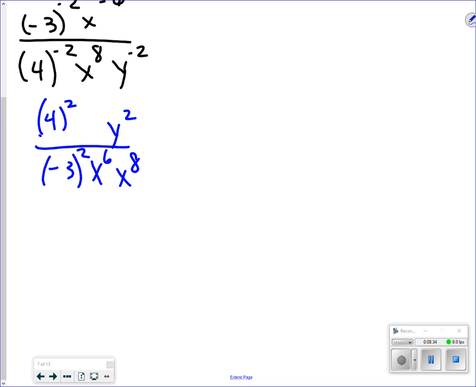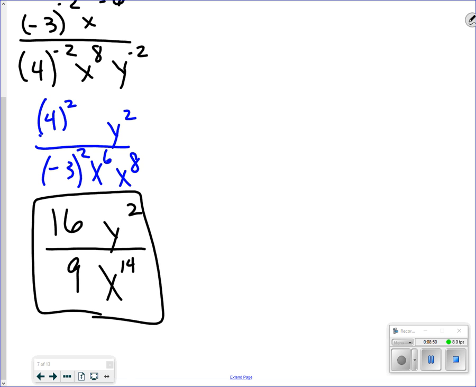Now, the x is on the bottom. Because you have x to the 6th times x to the 8th, you would make x to the 14th because you add the exponents. And now it's just a matter of the numbers. 4 to the 2nd power is 16. Negative 3 to the 2nd power is 9. And that's my answer.